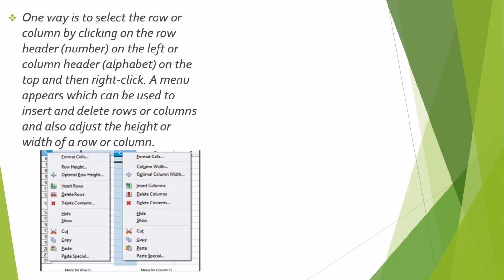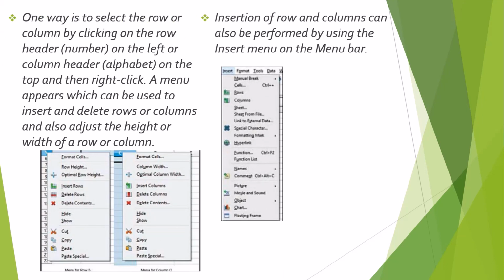Now there are various ways of inserting rows and columns. So you have to simply right click on a row. If you are right clicking on a row, then this menu will be displayed, and if you are right clicking on a column, then this menu will be displayed. If you want to insert a row, then choose this option. If you want to delete a row, then choose this option. If you only want to delete the content, you can select this option. Similar case with the column menu.